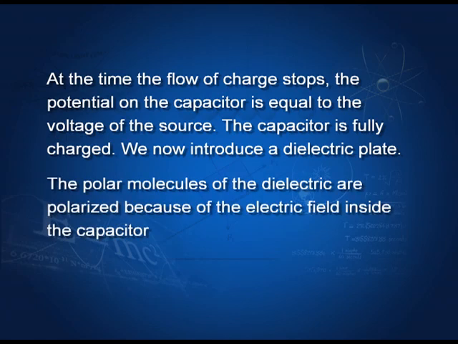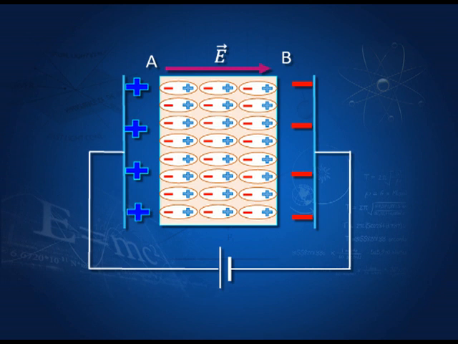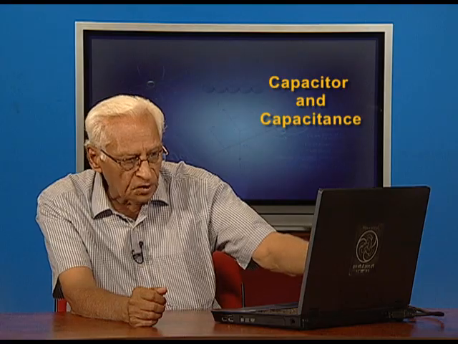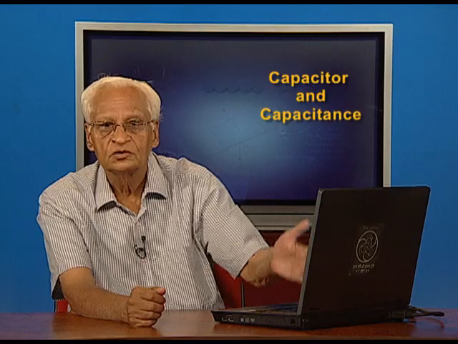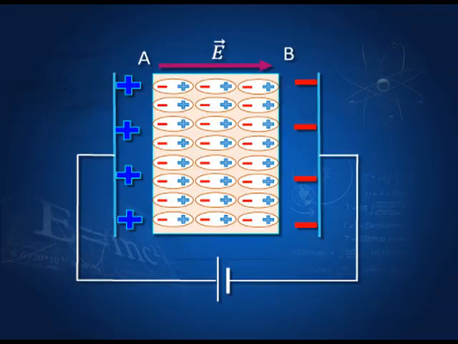The polar molecules of the dielectric plate are polarized because of the electric field inside the capacitor. We have positive charge here, we have a negative charge here, we have the electric field, and this electric field polarizes the molecules of this dielectric. And how are they polarized? The positive charges are separated from the negative charges, and positive charges line up to the right towards the negative charge, and negative charges line up towards the positive charge. That is how they are polarized.